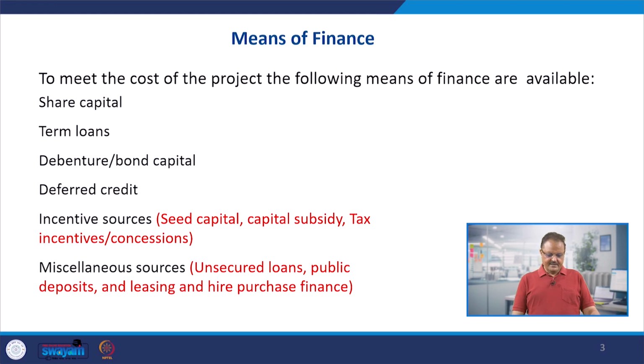Then we talk about the means of financing. Now once we have decided to go ahead with the project, we normally have two kinds of decisions to be made. First is the investment decision and second is the financing decision, right? First is the investment decision, second is the financing decision.